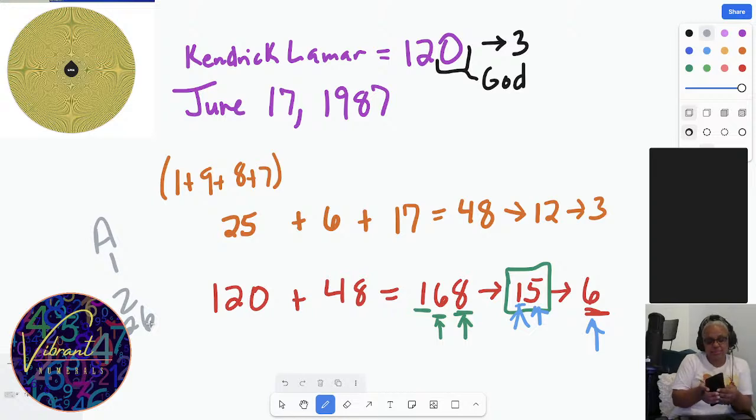Very interesting. Very, very interesting. Okay, so I think what I'm going to do, let's go ahead and spin our random number wheel and see what number and vibration we should be looking for this week. And then next week, we'll talk more.